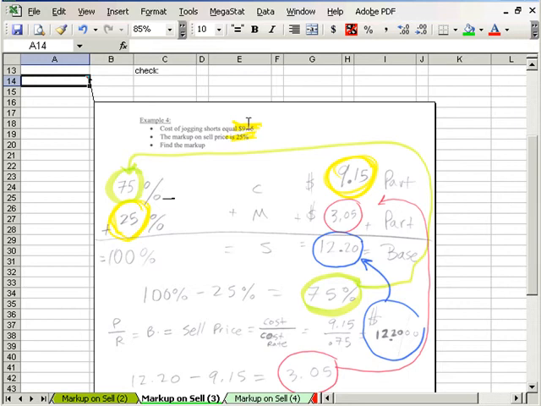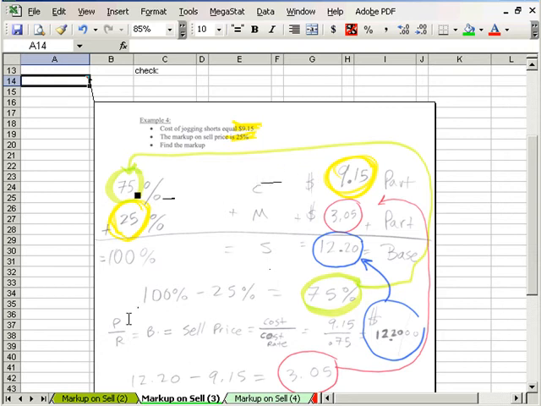Hey, so we have our two pieces of information. We have the cost right here, the C, and the markup on sell price 25 in yellow. So first, since we don't have in the outset a related rate and a related amount, we have this rate here and this amount up here. Why don't we just go ahead and solve this? 100 minus 25 would give us 75. So we did that there, and then plug that in there. Once we have that 75%, then we have a part, the cost, and a related rate, and we can do a division to get our sell price.